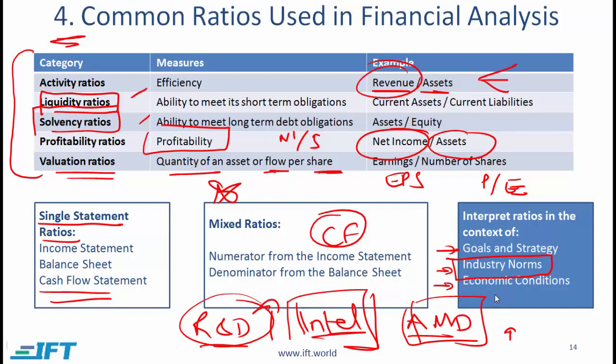Economic conditions means that the ratio you come up with should be considered with respect to the current state of the economy. If the economy is in a recession, then in general, net income and operating income will be low. So profitability ratios are likely to be low. On the other hand, if the economy is booming, then the profitability ratios are likely to be high.